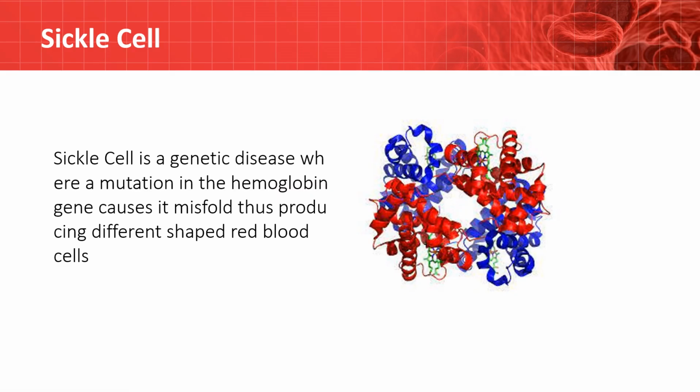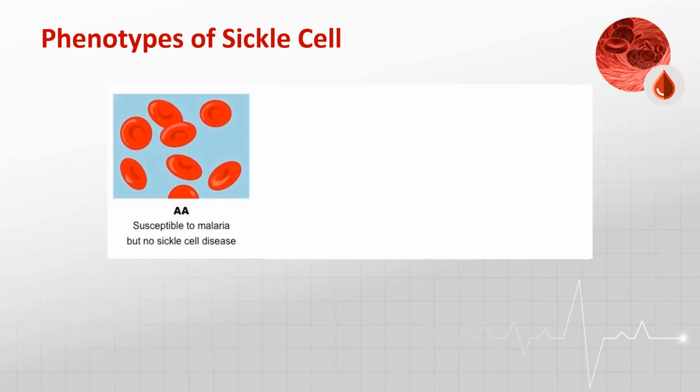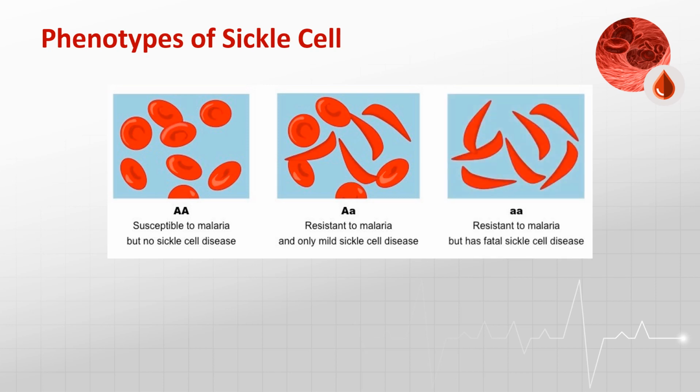Sickle cell is a genetic disease where a mutation in the hemoglobin gene causes it to misfold, thus producing a different shaped red blood cell. There are three different phenotypes of sickle cell: being homozygous dominant, producing normal healthy red blood cells; being heterozygous for sickle cell and producing only mild sickle cell disease; or being homozygous recessive for sickle cell and having fatal sickle cell disease.